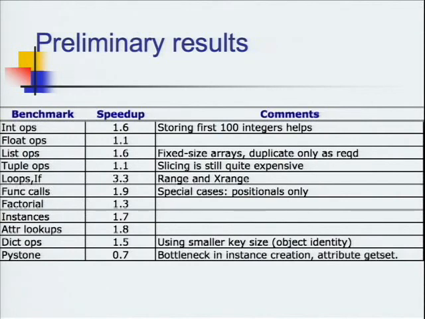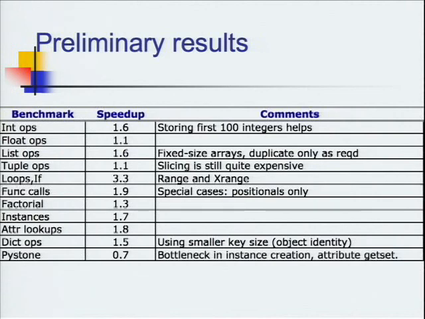Loops and if statements do pretty well, but this was only after I implemented the range and xrange functions in Python. xrange gives you a range of integers which you can iterate over, whereas range gives you a list of integers which you can iterate over. And for function calls, you get the speed up only after you consider special cases. Dictionary operations, something that made a big difference was using a smaller key size.